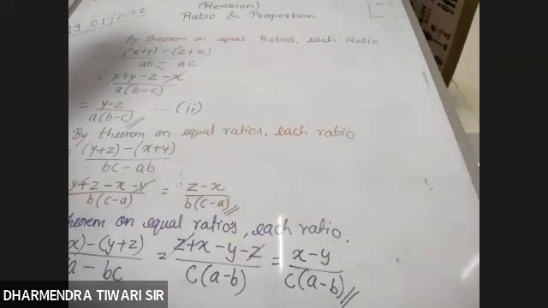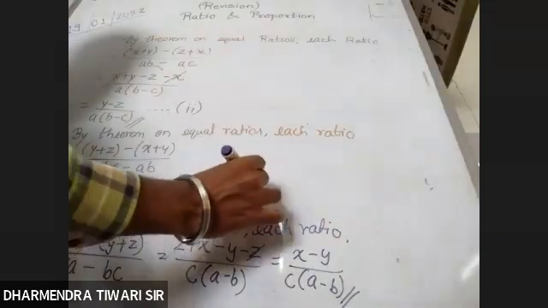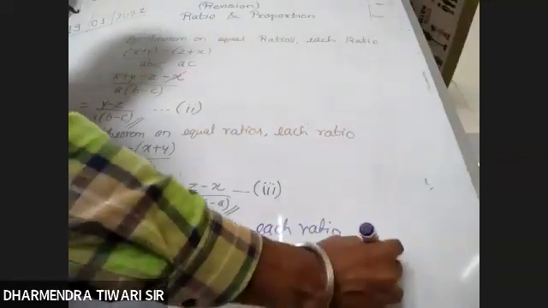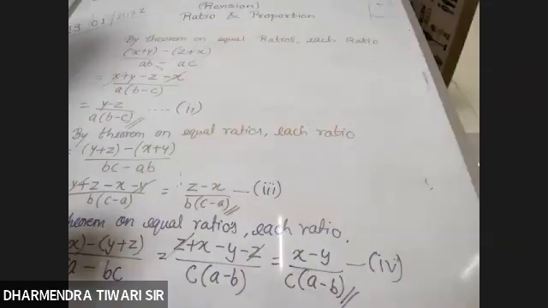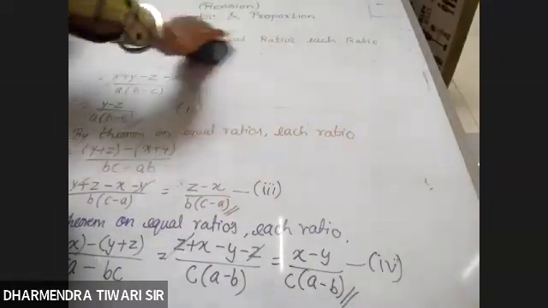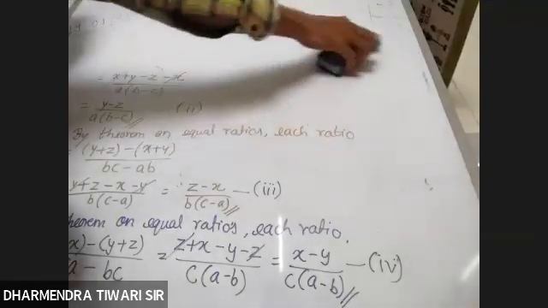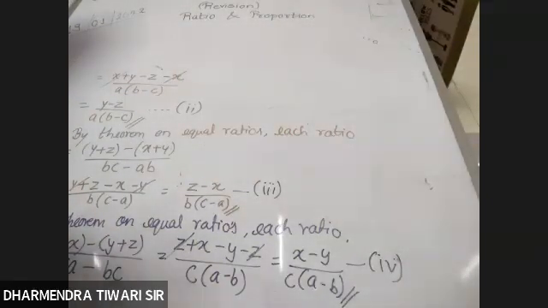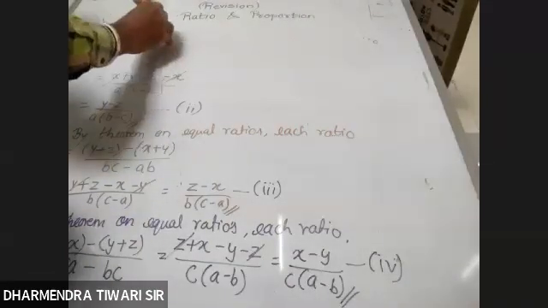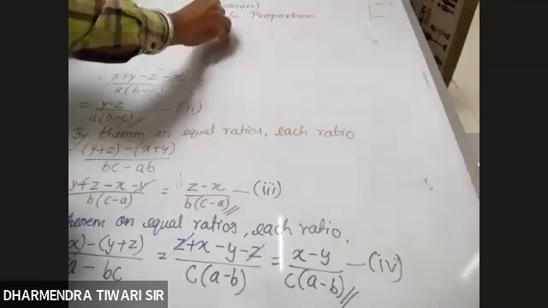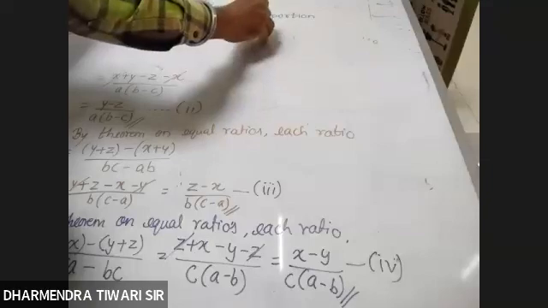It was the proper application of the theorem on equal ratios, in which we have our ratios in a different form and are asked to show something. So what we have done, we have found equation 2, equation 3, and equation 4. So from equation 2, 3, and 4, what can we conclude? We conclude the required result, whatever they are asking us to show.